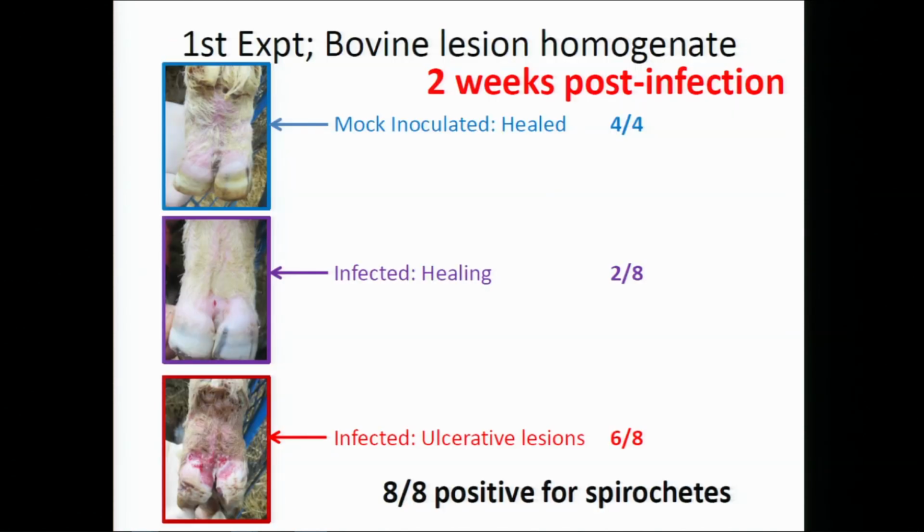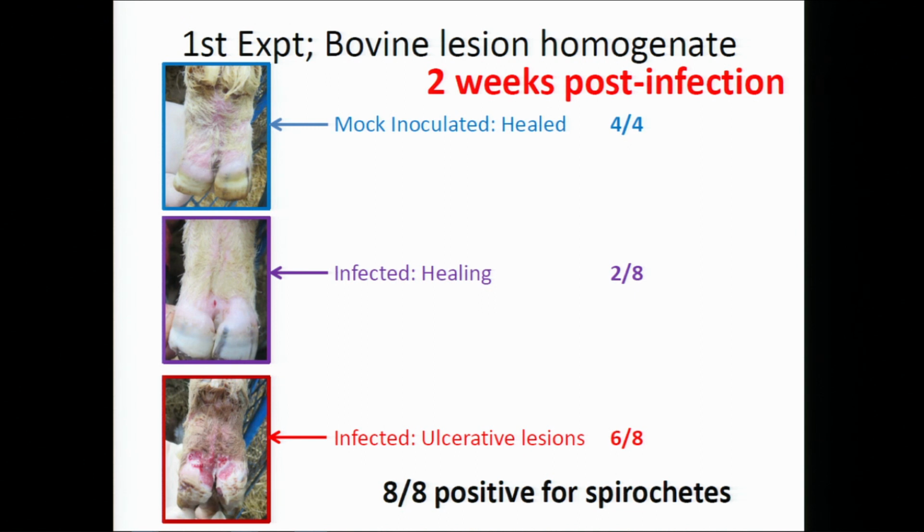So the first experiment, we take a clinical lesion from a case of bovine digital dermatitis. We create a homogenate, and the homogenate is actually the inoculum that we use to start the infection. So in this case we have mock infected animals. They are wrapped as per the procedures I just described, and we just give them a negative media for the inoculation. In the case of 4 out of 4 hooves that we unwrapped after 2 weeks post exposure, you can see that the lesions, the scarification, the abrasions that we applied have all healed.